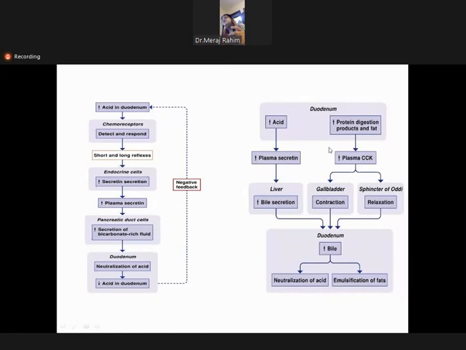Okay, so this is the acid in the duodenum. When the food enters into the duodenum, the protein products also cause CCK, and it causes the contraction of the gallbladder, so that the gallbladder liberates bile, so that the neutralization of acid occurs. So the neutralization of acid in the duodenum occurs at different stages by the bile and by the pancreatic secretions.